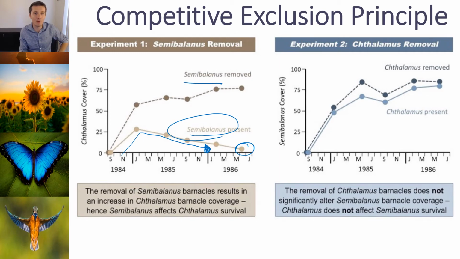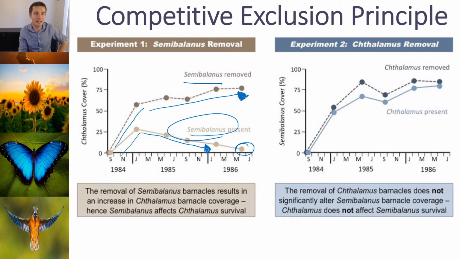Here, when we remove the barnacle, you get an increase in that population, and then it continues to increase as it's able to occupy the niche that it needs because it's not being competitively excluded. When we do experiment 2, this is now looking at the Chthamalus barnacle removal. So this is it present, this is it removed, and this is the amount of the Semibalanus coverage.